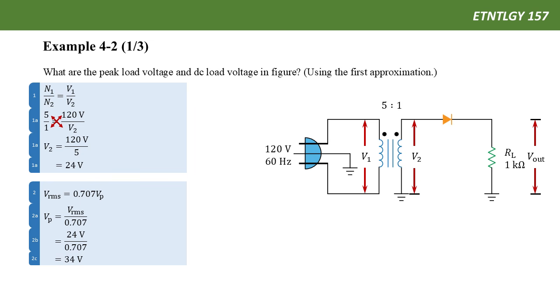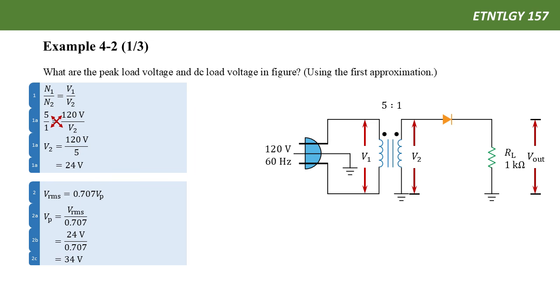We don't need to have the exact numbers. The main thing that we need is their turn ratio. And then the other side is V1 over V2, where V1 is given. The primary side of the transformer is 120 volts, and we're looking for the output voltage, the voltage at the secondary side. So we have 5 over 1 equals 120 volts divided by V2.